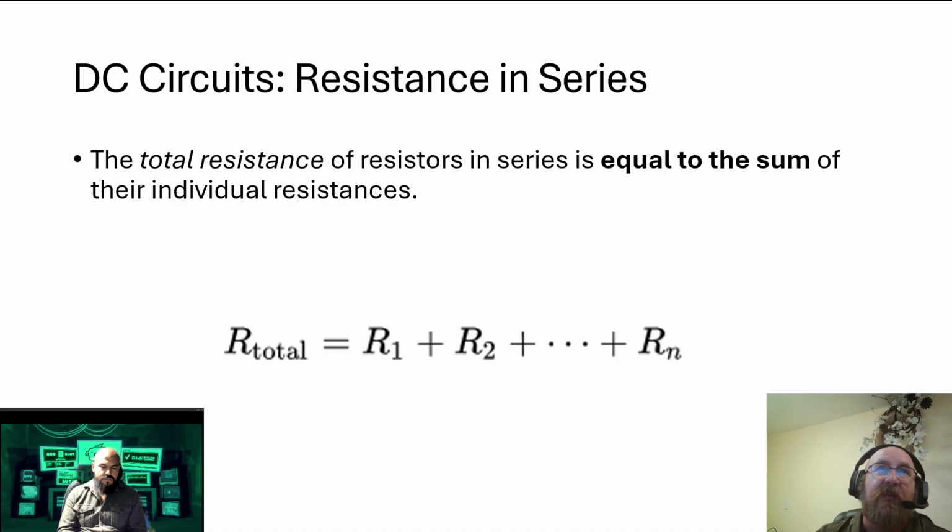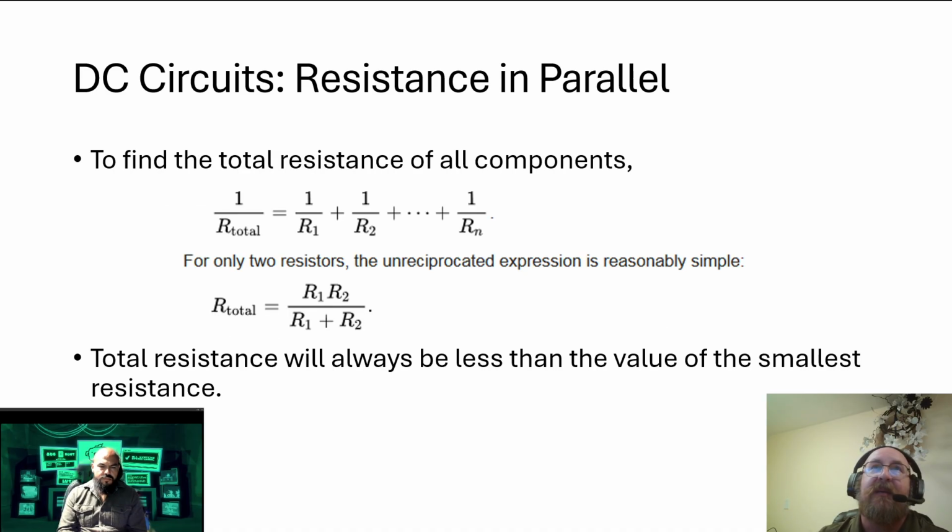However, if we are dealing with resistance in parallel, we use 1 over R total equals 1 over R1 plus 1 over R2, plus 1 over R3, et cetera. Because we're running this inverse function on things, the total resistance will always be less than the value of the smallest resistance, which is something that you can use as a smell test on whether or not you've done things right.